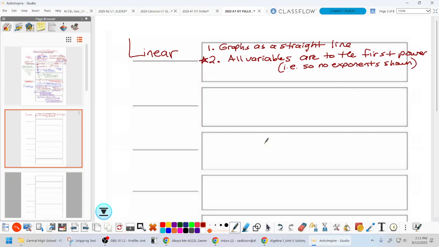Okay. I would underline the word variable because the numbers can have exponents. That doesn't matter. It's the variables that matter. Okay, so the variables have to have the first power. Everybody good on the word exponent and all that stuff? Yes. Good. Good job.